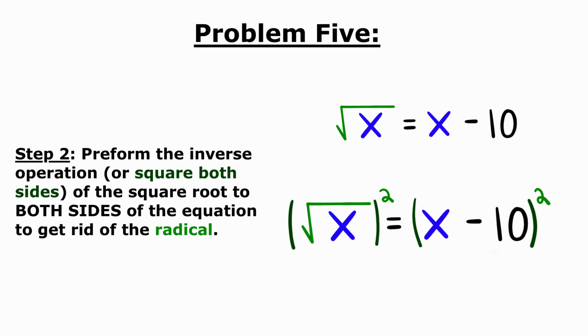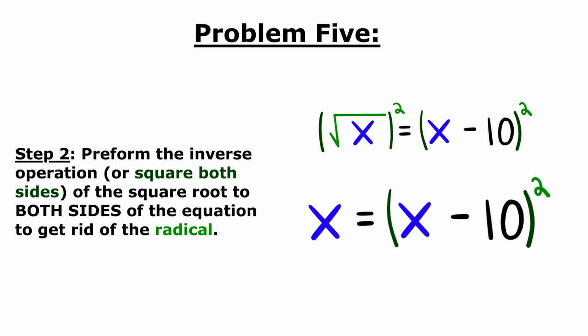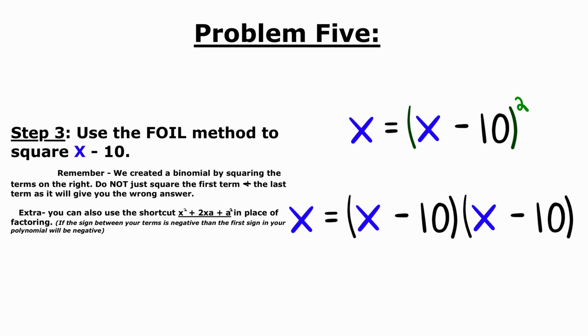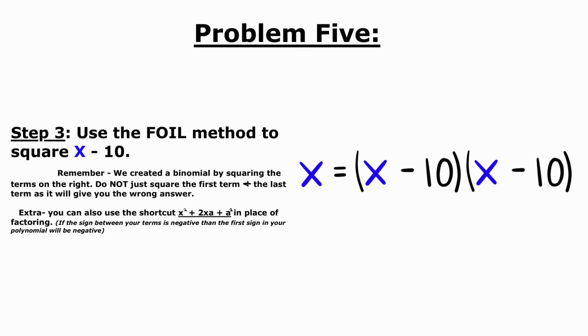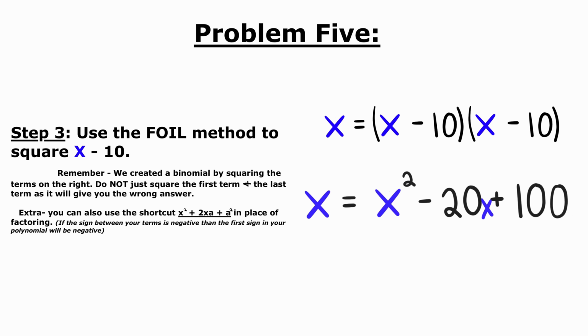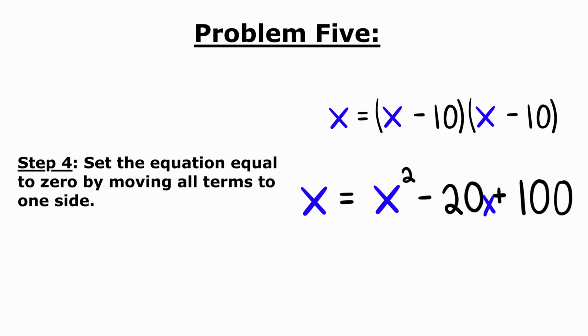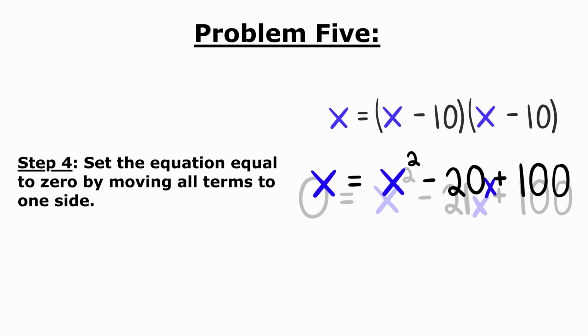Step 3. Use the FOIL method to square x minus 10. Remember, we create a binomial by squaring the terms on the right. Do not just square the first term and the last term, as it will give you the wrong answer. In place of factoring, you can always use the shortcut x squared plus 2xa plus a squared. But for the most part, if you're in algebra, you'll likely just want to stick to the FOIL method.